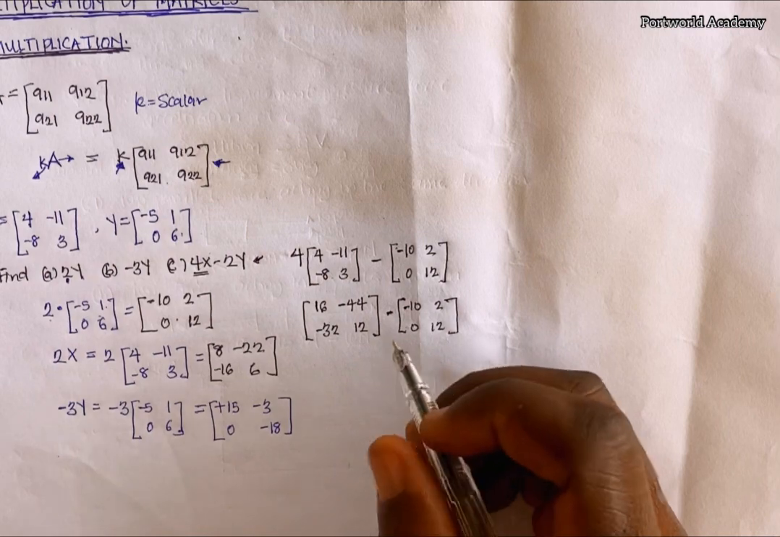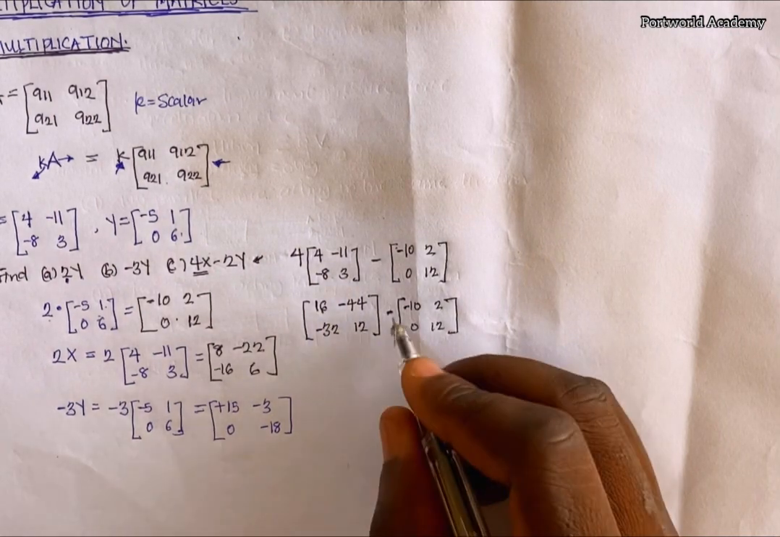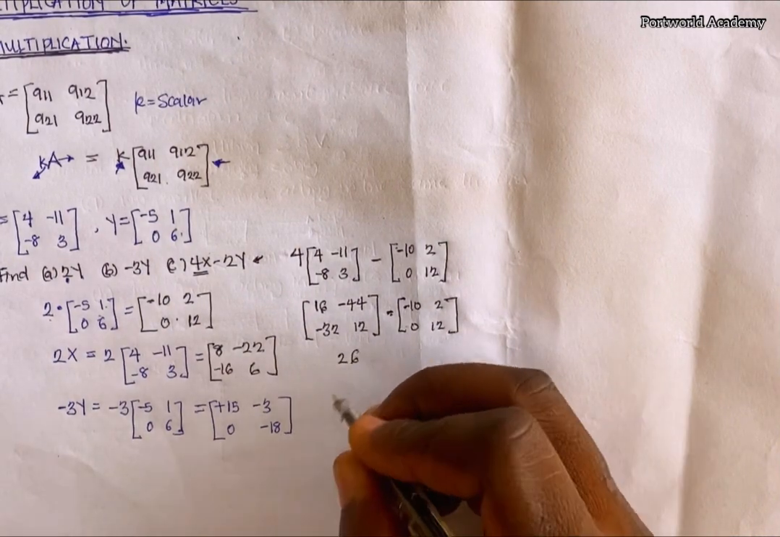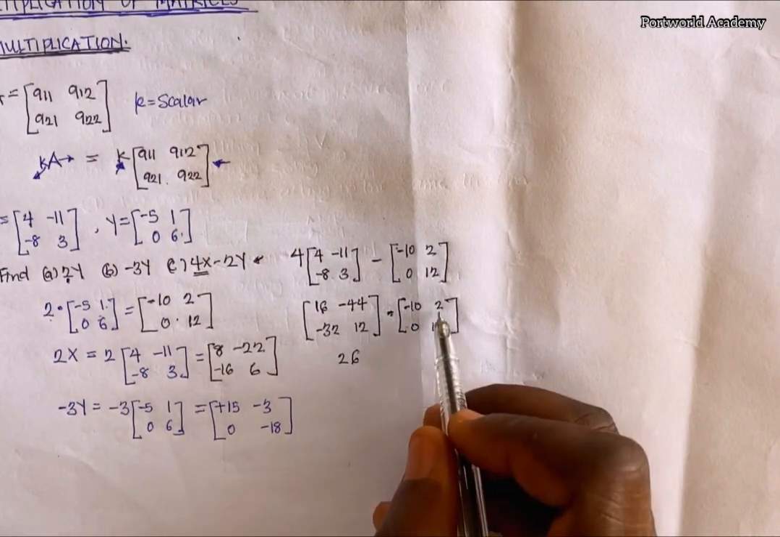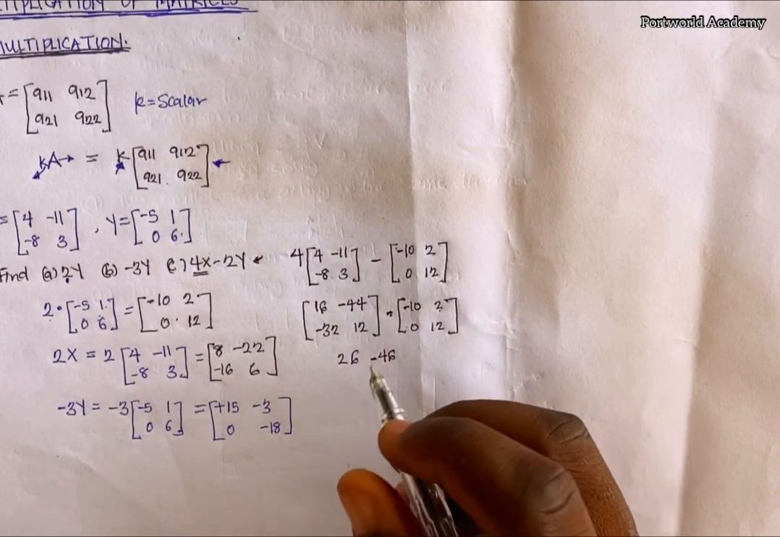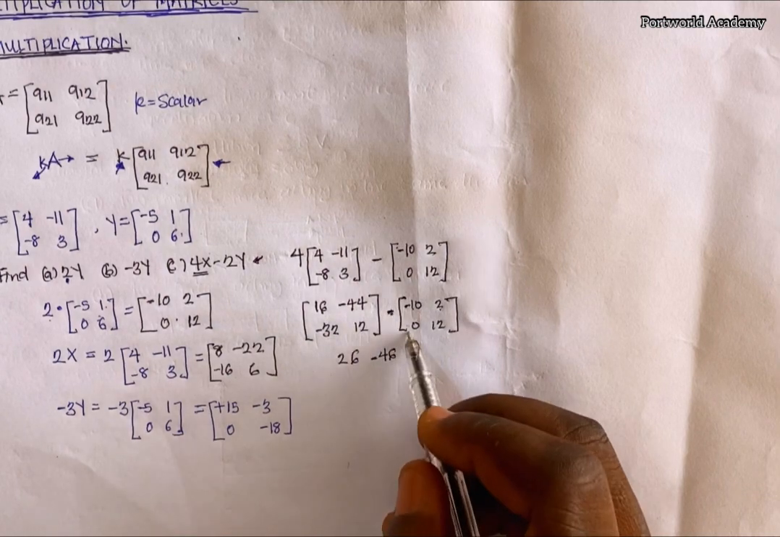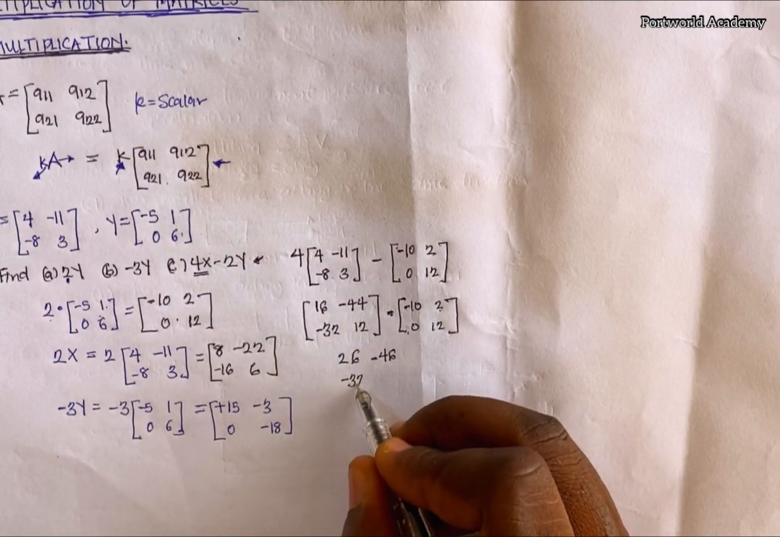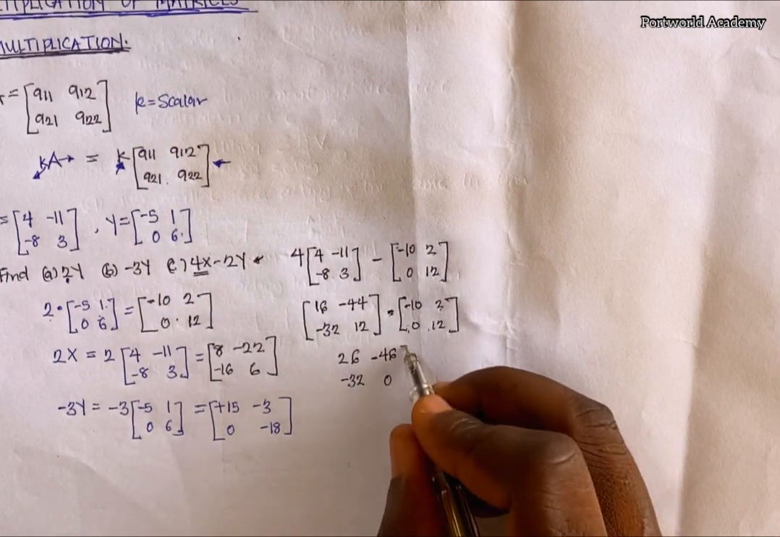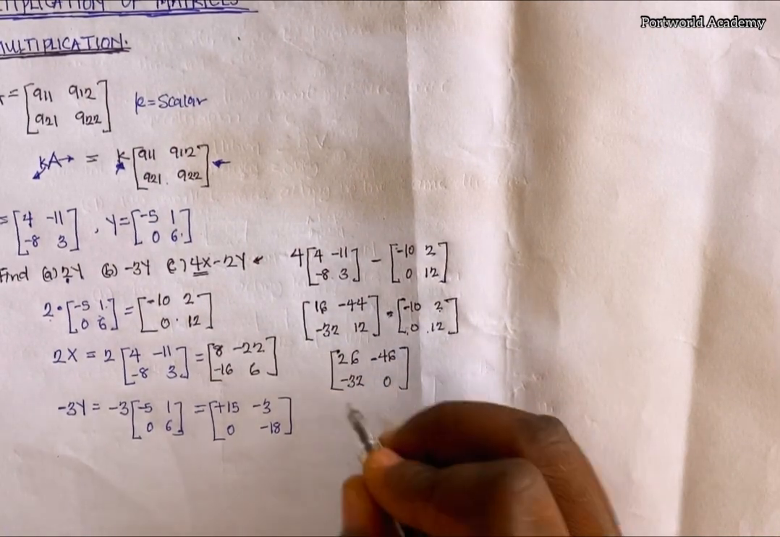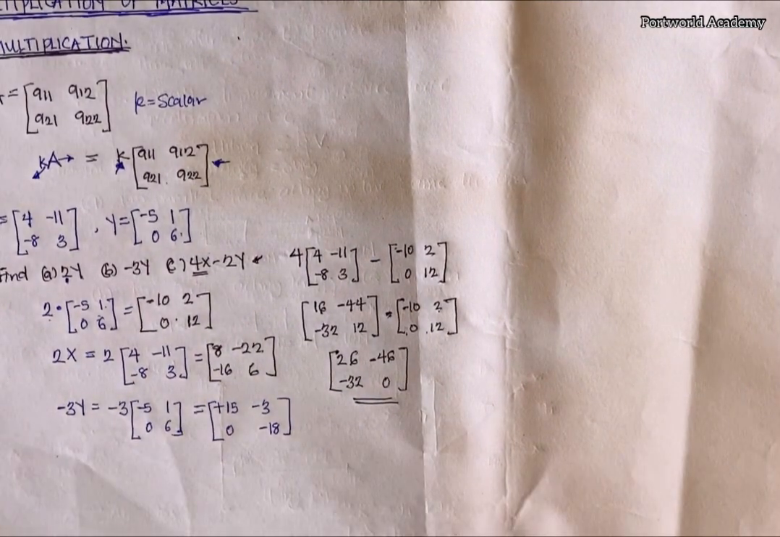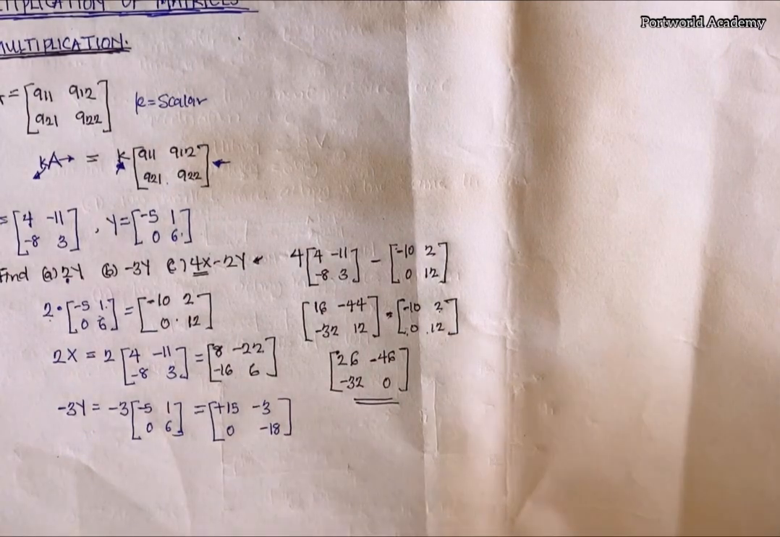So let's go ahead and do this. Here we are going to have 16 minus, in bracket, minus 10. That should give me what? Positive 26, right? Minus 44 minus 2. That should give me minus 46, right? Then here minus 32 minus 0 should give me minus 32 itself again. Then 12 minus 12, that's actually 0. So this is the answer for 4x minus 2y. That's it. Then let's now move to matrix multiplication itself.